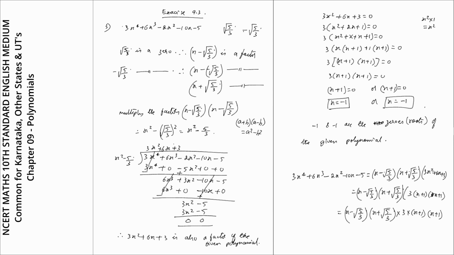So altogether there are 4 factors and there are 4 zeros. Which are those 4 zeros? This is 1 zero, minus square root of 5 by 3, and this plus square root of 5 by 3 is 1 zero, and minus 1 is another root and minus 1 is another root. So altogether 4 zeros are there for this given polynomial. The last 3 lines, these are not necessary, just for your understanding I am telling you.